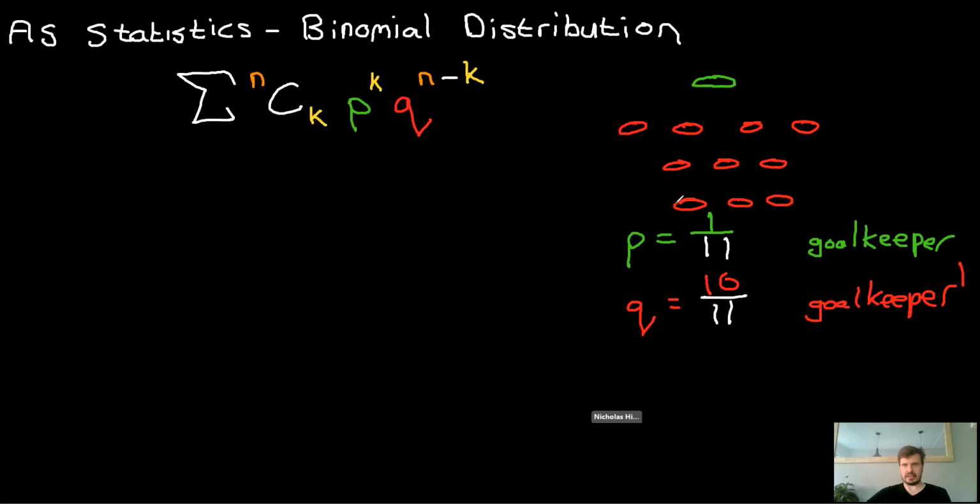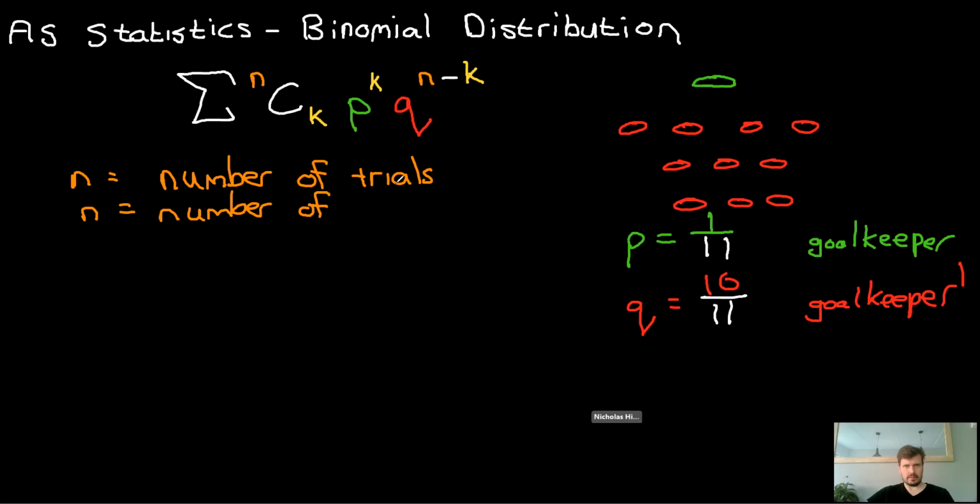And so that's a key point. So the n is basically the number of trials, or we could say the number of times I perform the experiment, right? And that's another way of saying it.